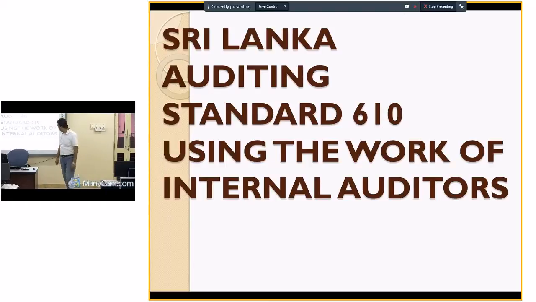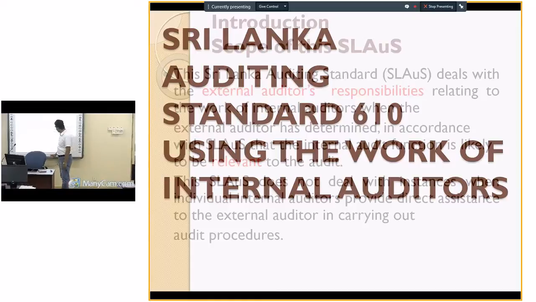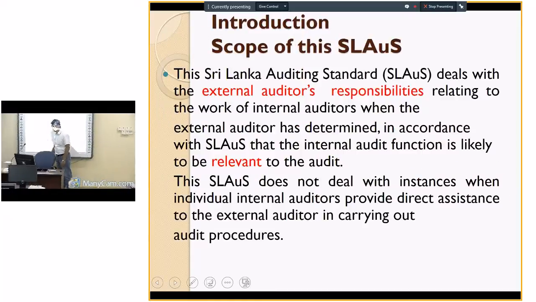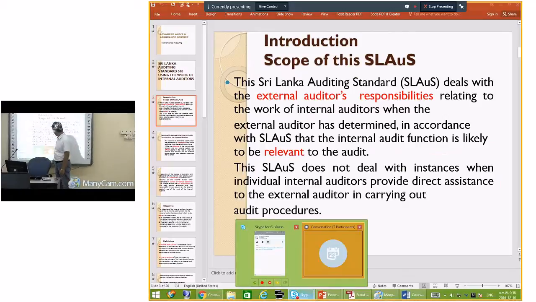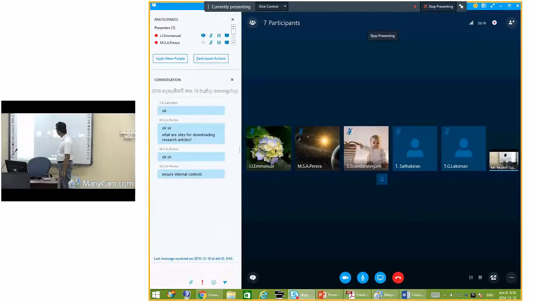Right. With that, we'll move on to the standard. Any comments from those who are online? Right. You have put some comments as well. Yes. Right. Is your answer correct? Okay. I just missed that. Okay.